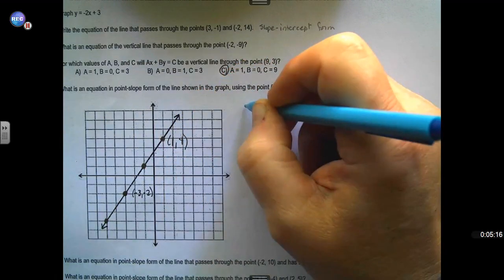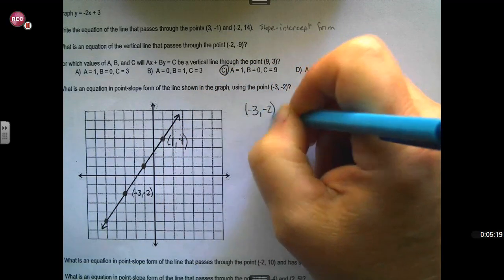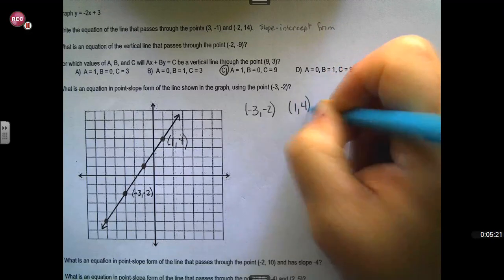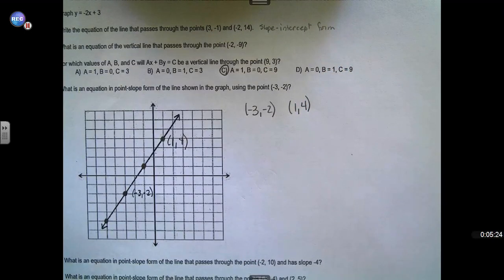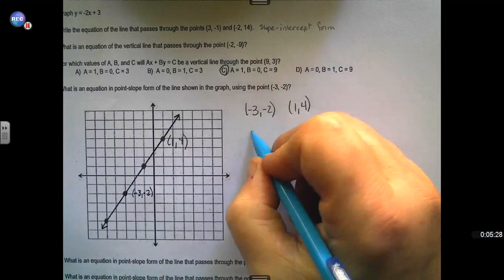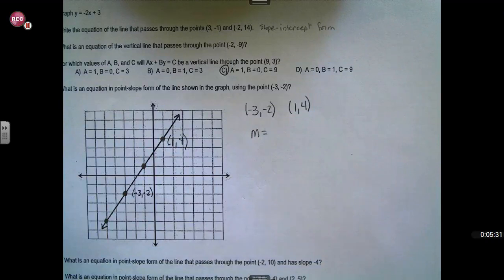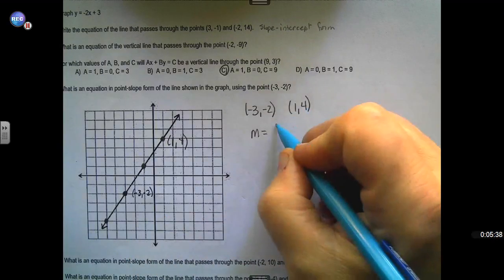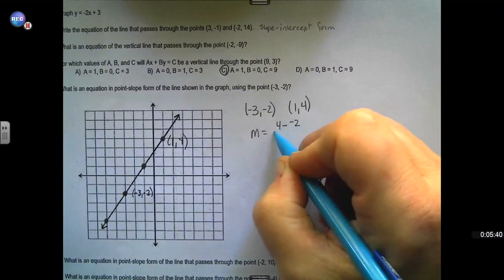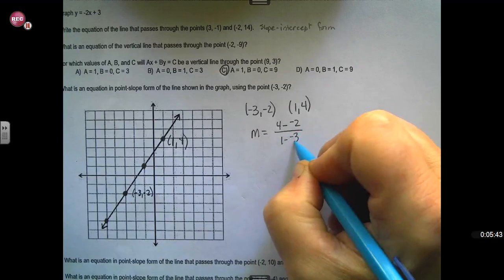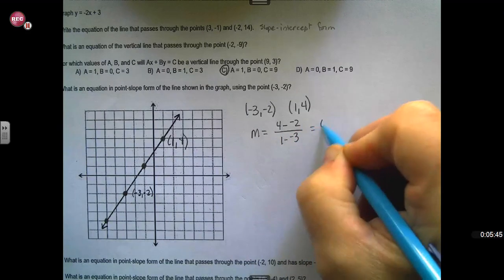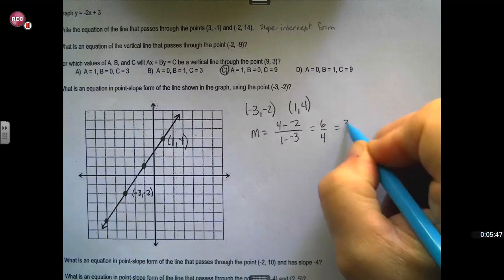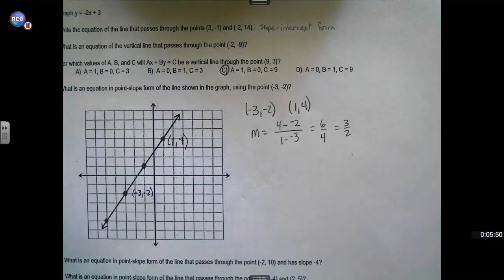So I'm going to use the points (-3, -2) and (1, 4) to write the equation of the line. And we want the equation of that line in point-slope form. So I still have to find the slope, because the two things that we need to write the equation of a line are a point and a slope. So I get 4 minus -2 over 1 minus -3, and that's going to be 6 over 4, which reduces to 3/2.